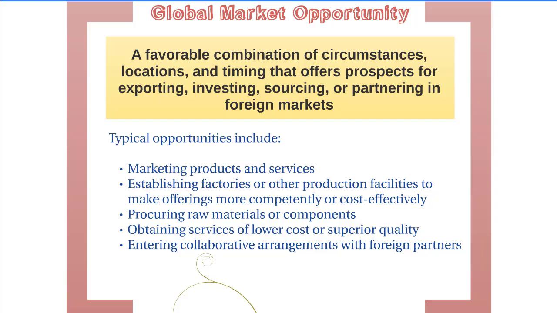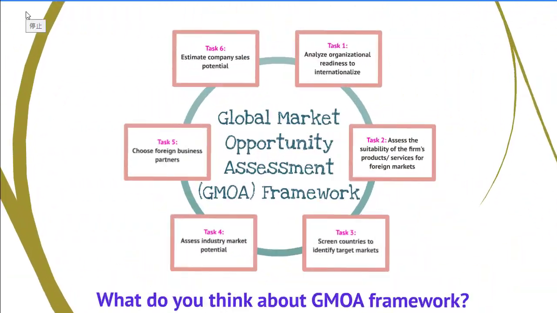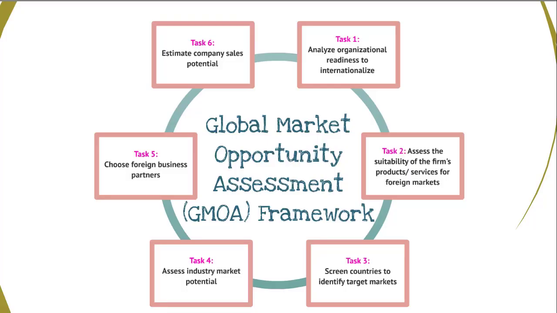But after all, how can we assess global market opportunities? There are six major tasks that are necessary to assess global opportunities, as you can see on the slides. So including analyzing organizational readiness to internationalize, assessing the suitability of the firm's products or services for the foreign markets, screening the countries to identify target markets, assessing industry market potential, choosing foreign business partners, and finally, estimating company sales potential. This framework is very important in today's lecture, and we should look at each task in detail.